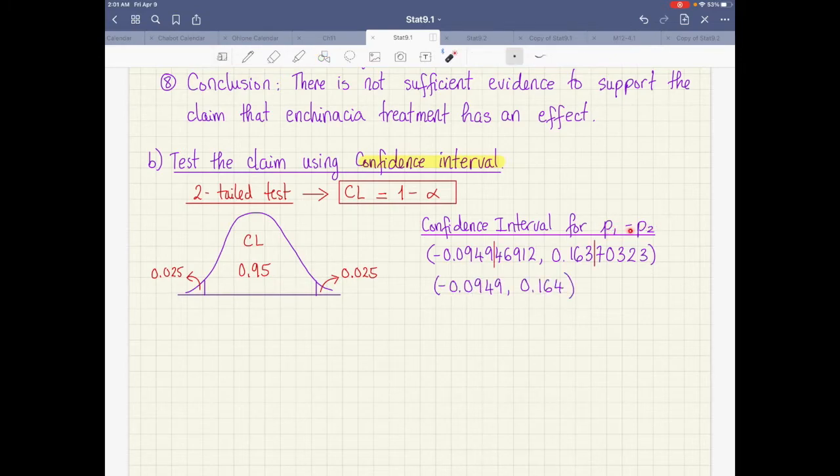So if I take P1 minus P2, the difference will be in between these two numbers, and I'm about 95% confident. So P1 minus P2 will be somewhere between negative 0.949 and 0.164. How do I use this confidence interval to make my decision?